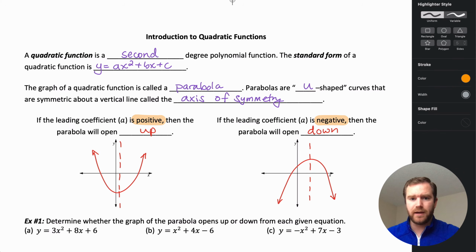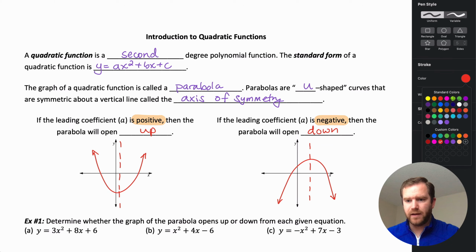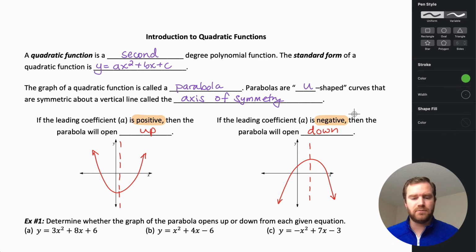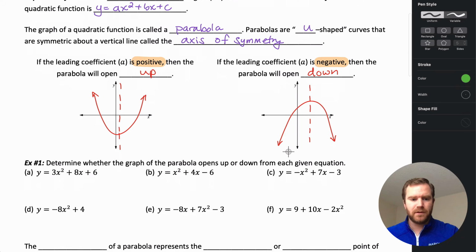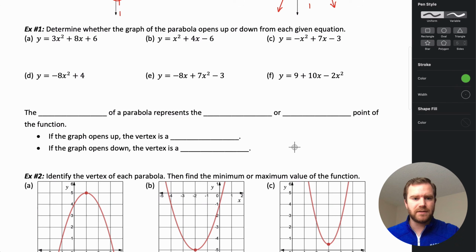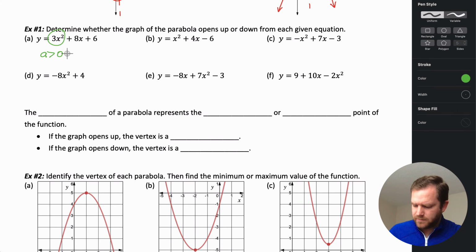Let's take a look at some different cases where our graph would open up or down. In this first example, it says determine whether the graph of the parabola opens up or down from each given equation. Really all we care about to determine this is the value of a. Remember, a is just the coefficient of our quadratic term. In this case, there's our quadratic term. The leading coefficient, 3, is positive. So a is positive, which means it opens up.